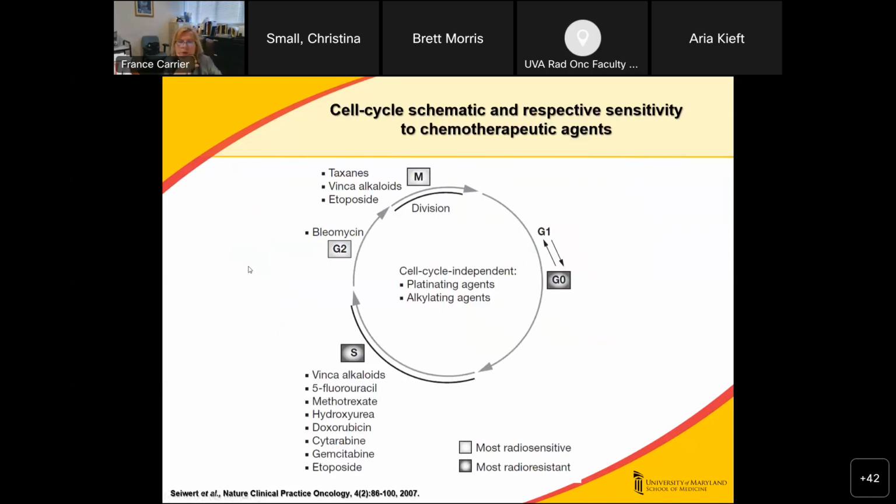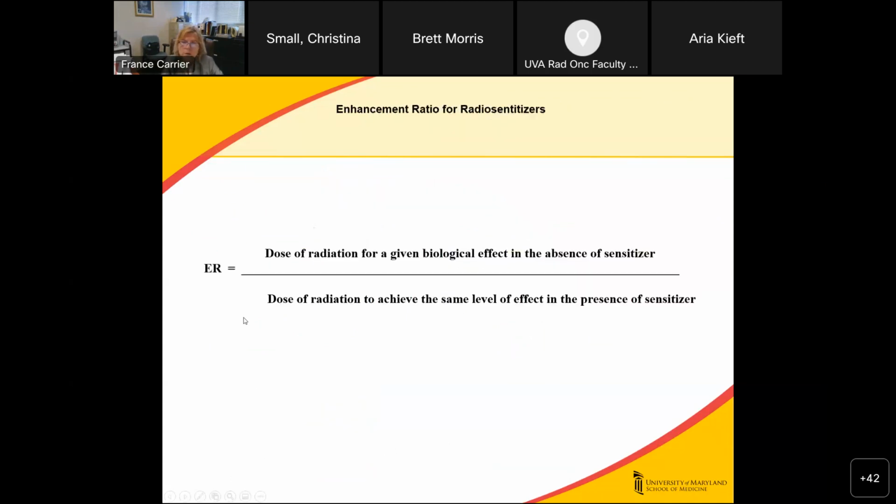So this slide here is just to bring into perspective some of the drugs that we have talked about, where they are effective in the cell cycle, which phases of the cell cycle are radiosensitive, and which ones are radioresistant. And like I mentioned, some of the drugs here are not cell cycle dependent. So that's good to know. There might be some question on that.